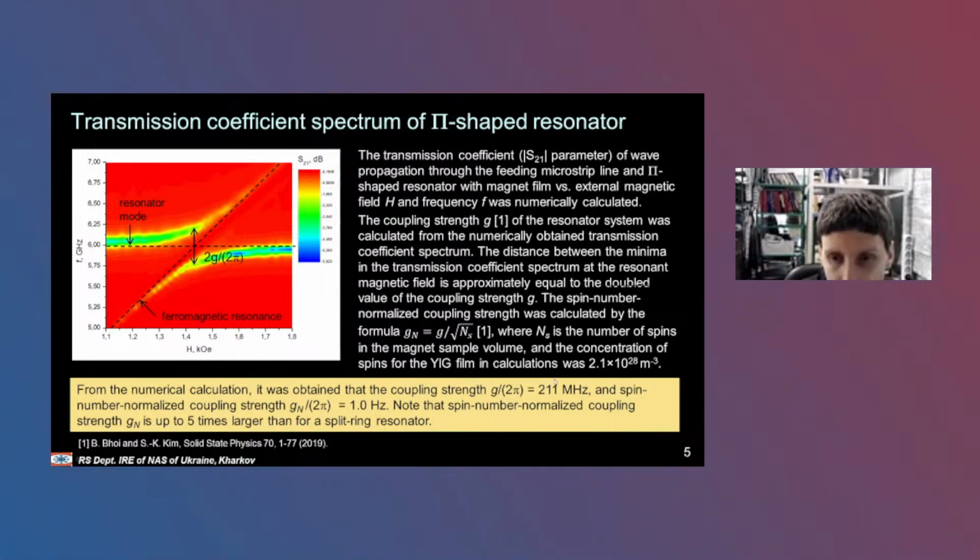Here we obtain such values of coupling strength: 211 megahertz, and the spin-number normalized coupling strength is about 1 hertz. This is a quite large value. For example, for the usual square split ring resonator that operates at a frequency of 6 GHz, the coupling strength is about 5 times smaller than for our P-shaped resonator.